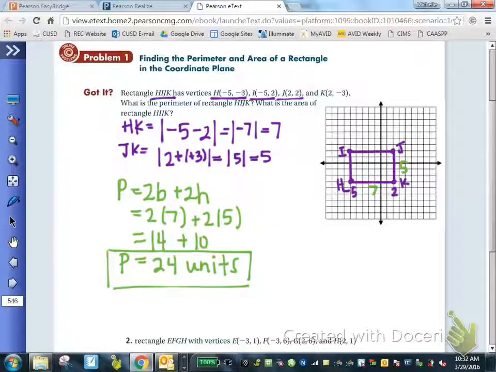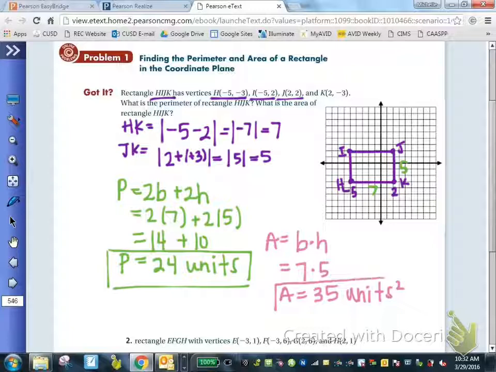My formula for area is base times height. My base is 7, my height is 5, so what's my area? 35 units squared. Okay? Easy? Okay.